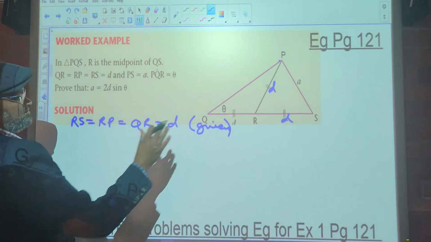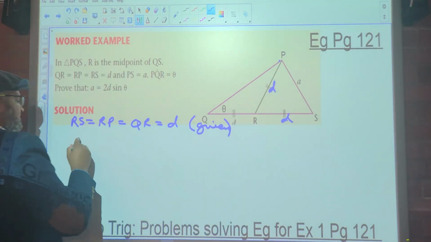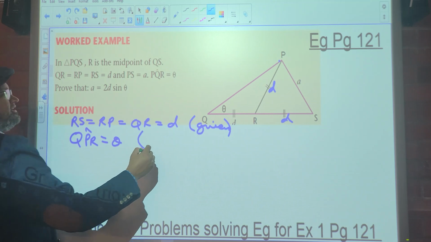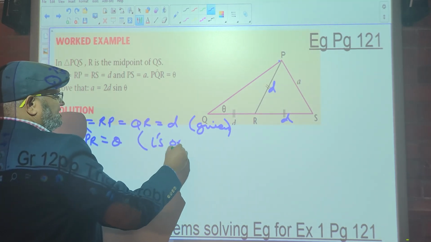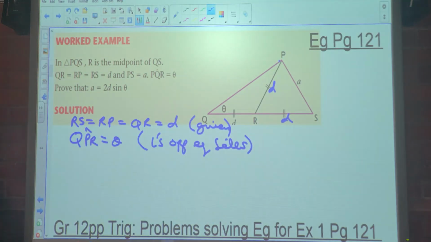You don't have to give reasons because this is not Euclidean geometry. I'm just giving reasons, so later on, when you go through the work, you know where it is coming from. Okay, so QPR is equal to theta. Why? Angles opposite equal sides. Again, you don't have to write this, you just have to write the angle, unless the question says with reason, which I haven't seen him ask yet.